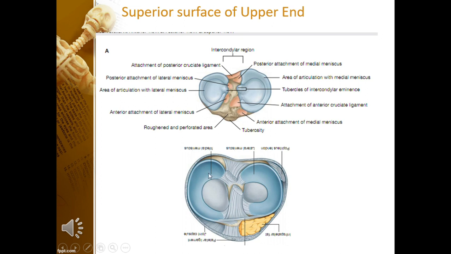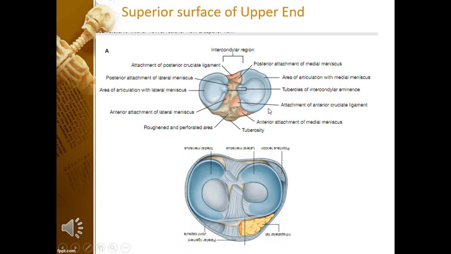And you can see here that their two limbs are going to be attached to the non-articular area on the superior surface, the intercondylar eminence. This is the anterior limb of medial meniscus and posterior limb of medial meniscus, and then we can see the anterior and posterior limb of lateral meniscus.